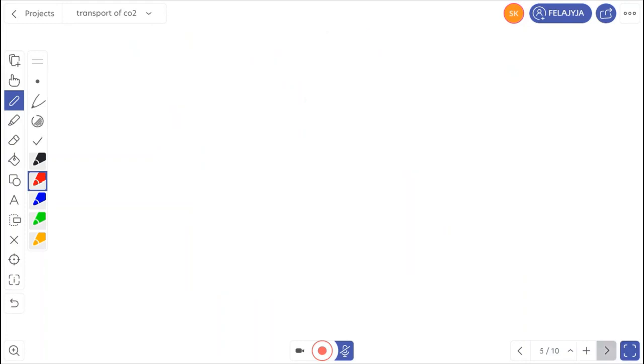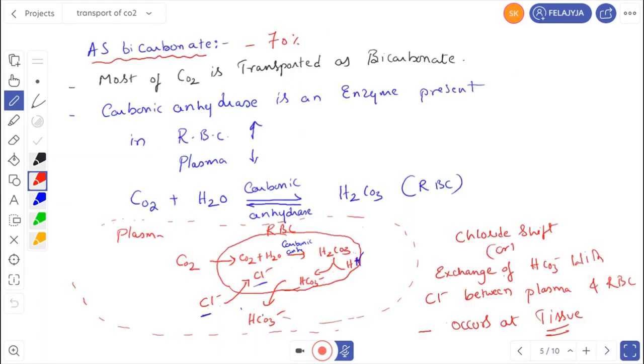Right. Now let us go for the next one, bicarbonates. So 70% of carbon dioxide is transported in the form of bicarbonate. Most of the carbon dioxide is transported as bicarbonate. In RBC and plasma, there is an enzyme called carbonic anhydrase. It is present both in plasma and in RBC. In RBC, the carbonic anhydrase is more, and in plasma, it is less. So when carbon dioxide enters the RBC, it combines with water present in the RBC in the presence of carbonic anhydrase and forms carbonic acid.